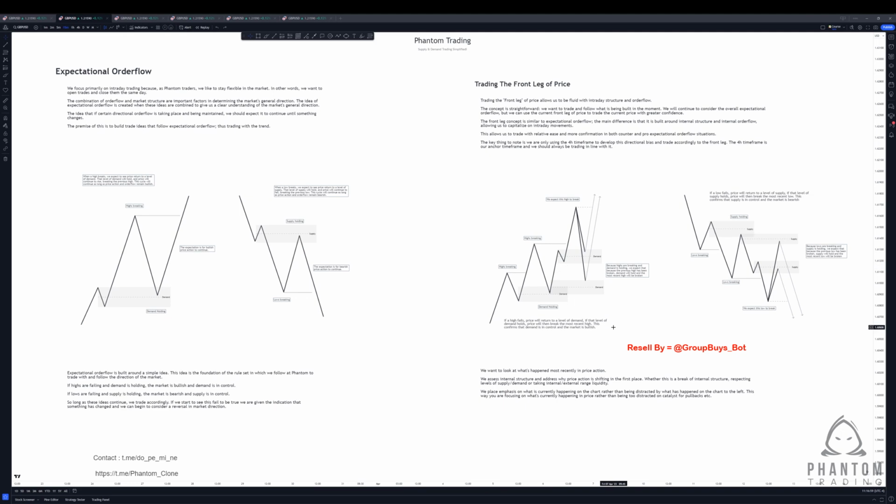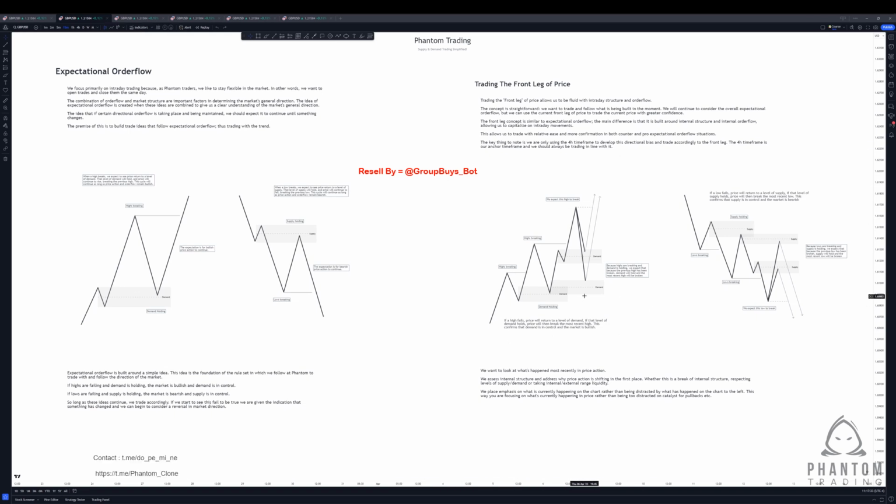So what we want to look at is what's happened most recently in price action. We assess internal structure and address why price is shifting in the first place, whether this is a break of internal structure, respecting levels of supply and demand, or taking internal or external range liquidity. We place emphasis on what is currently happening on the chart rather than being distracted by what has happened on the chart to the left. This way, you are focusing on what is currently happening in price rather than being too distracted on catalysts for pullbacks or other things that are going to distract you from trading in line with the market.